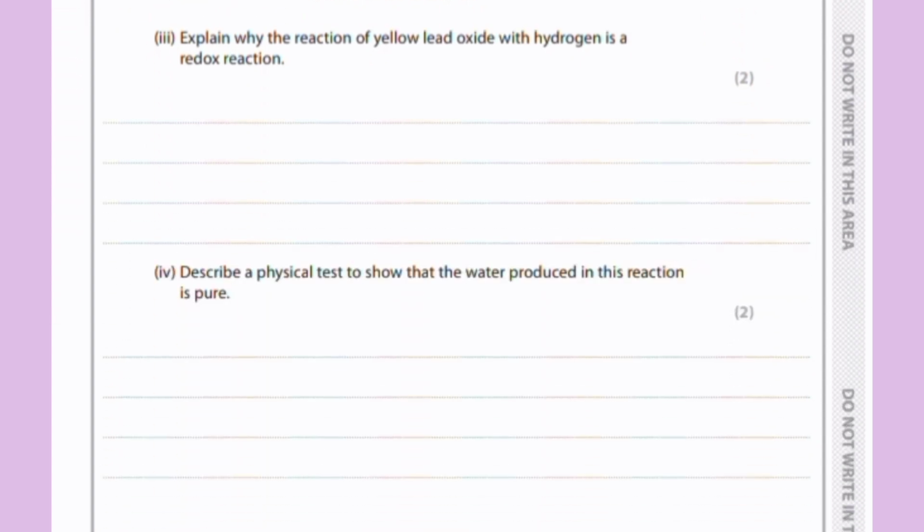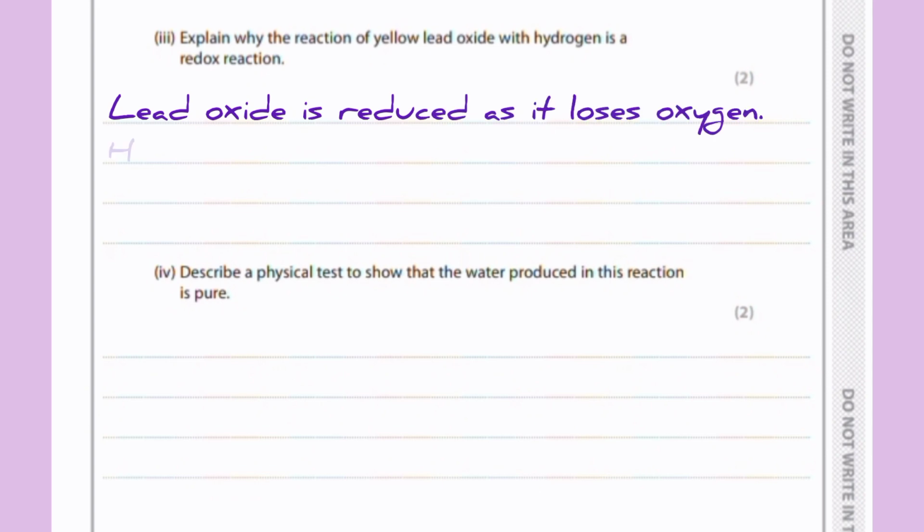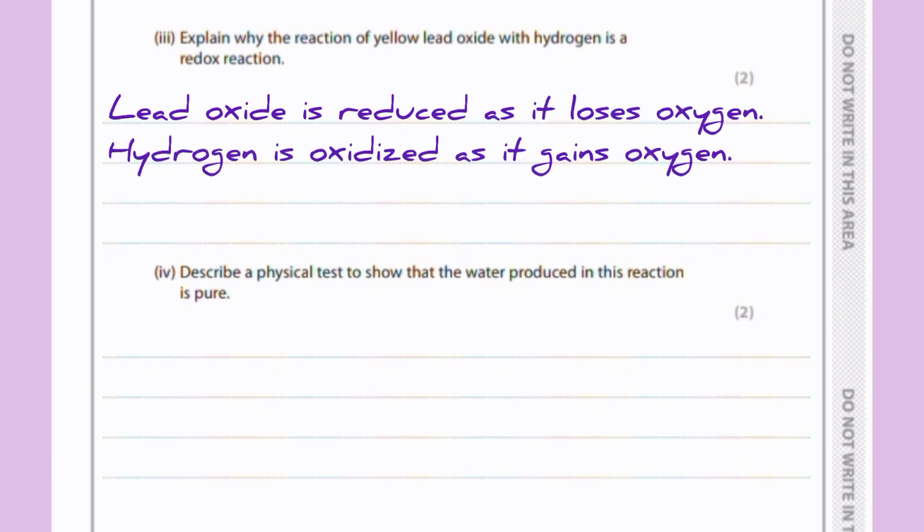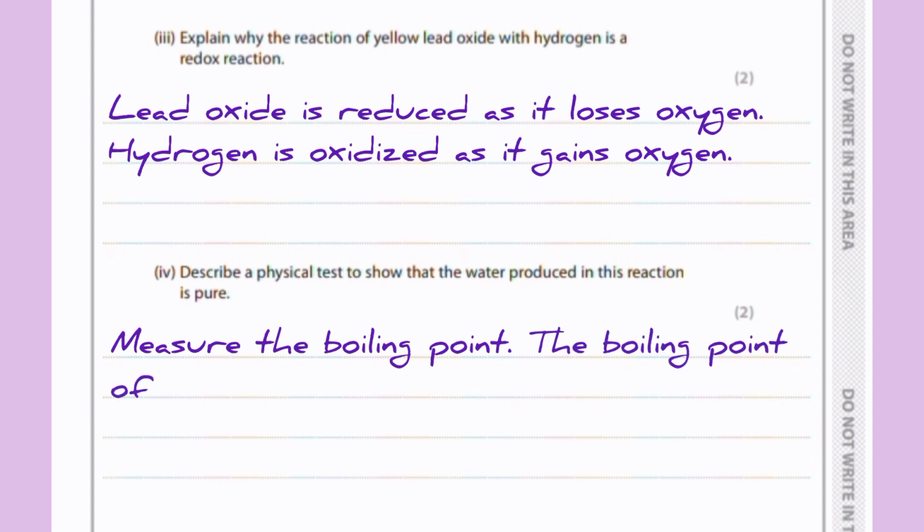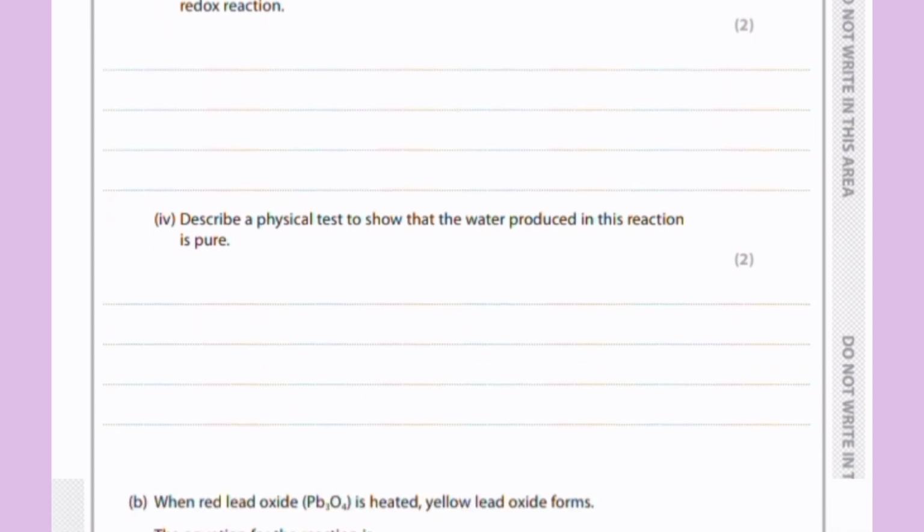Part 3. Explain why the reaction of yellow lead oxide with hydrogen is a redox reaction. Lead oxide is reduced as it loses oxygen. Hydrogen is oxidized as it gains oxygen. Part 4. Describe a physical test to show that the water produced in this reaction is pure. Measure the boiling point. The boiling point of pure water is 100 degrees centigrade. You must keep in mind that when there is an impurity present in a substance, it can change the melting and boiling point of that substance.